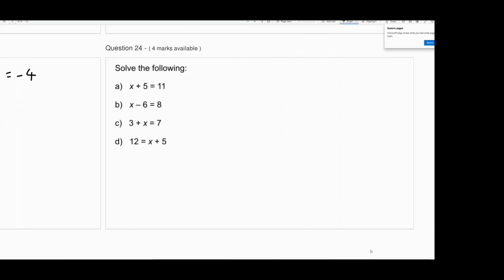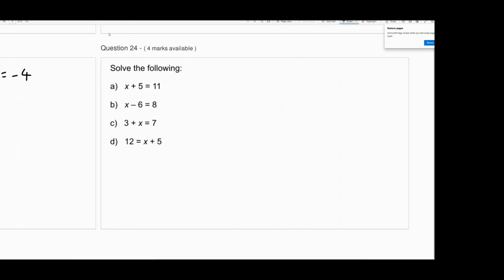Okay, and then for number 24, we've got some equations this time. So when you've got things like x plus 5 equals 11, I would just imagine if I covered up x, what I need to add to 5 to get 11? And that would just be 6. So for the first one, we know x is going to be 6.